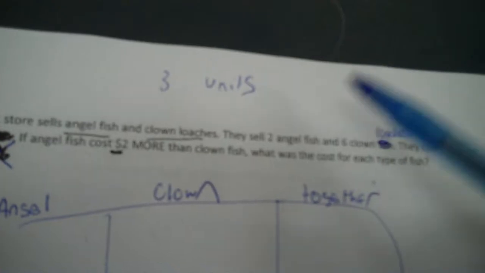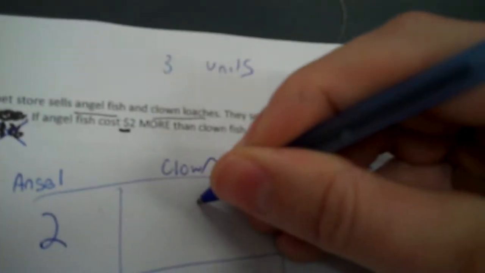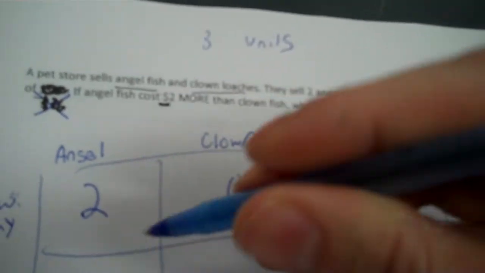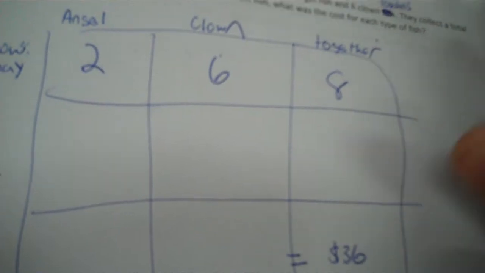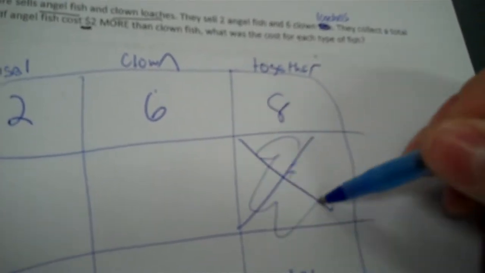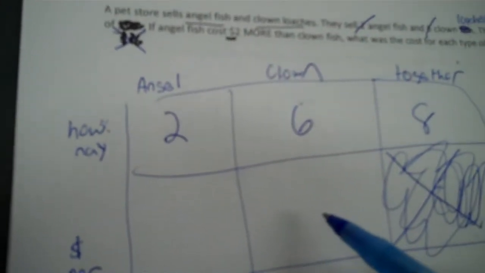Well, 2 angelfish, so 2. Clown loaches, 6. And then together you can just add those, it's 8. I'm not going to use the 8, but at least it's there. Now this assignment, you're not going to use that, okay? Just X it out, block it out, or something. Now cross out 2, cross out 8. Now how much did they cost?